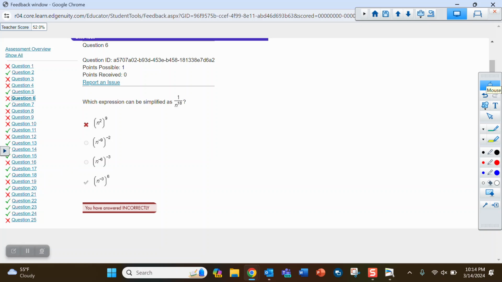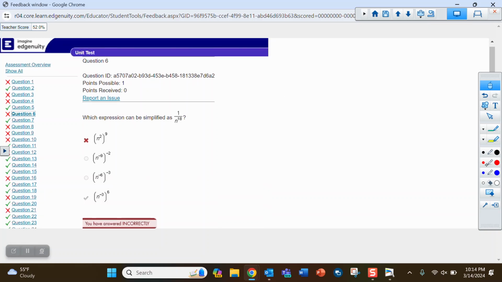Which expression can be simplified as 1 over n to the 18th? So we need something that's going to give us a -18, right? N to the -18th is what can then be simplified as 1 over n to the 18th. The answer you chose gives us +18. The answer choice down here, n to the -3rd to the 6th, we do multiply these powers, so that gives us -18.